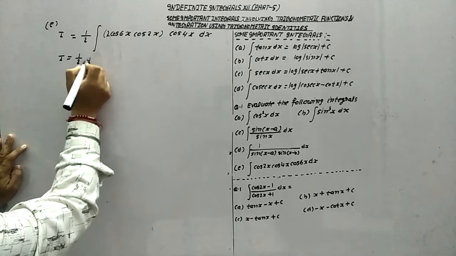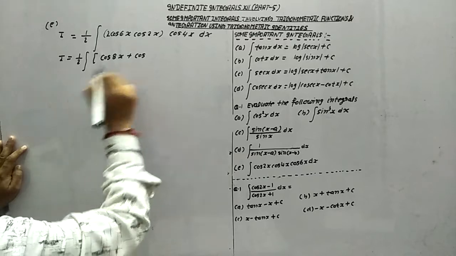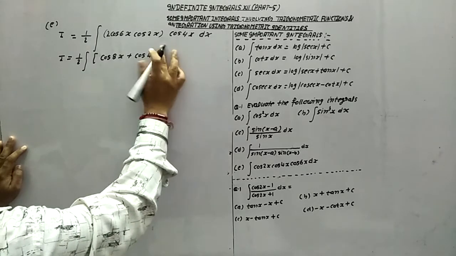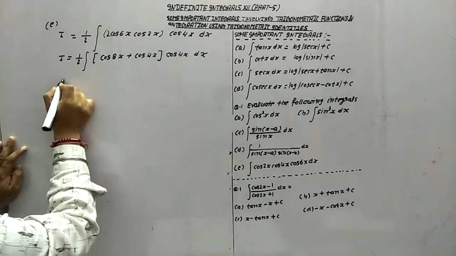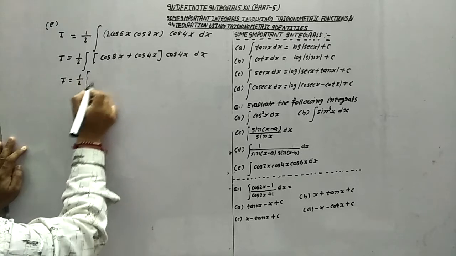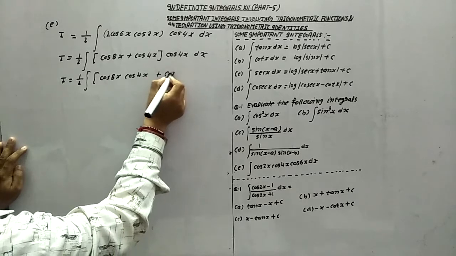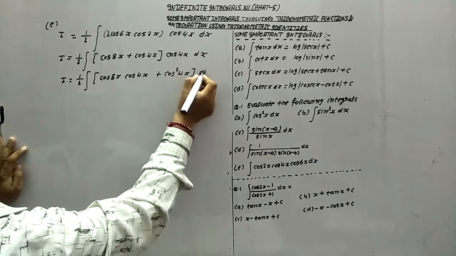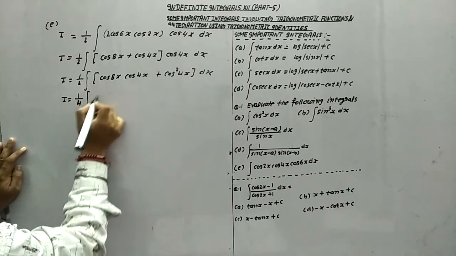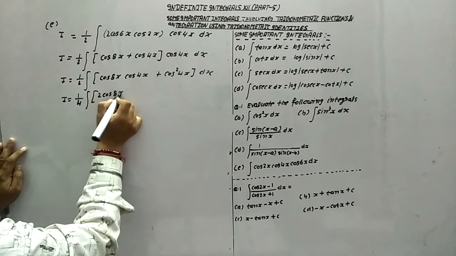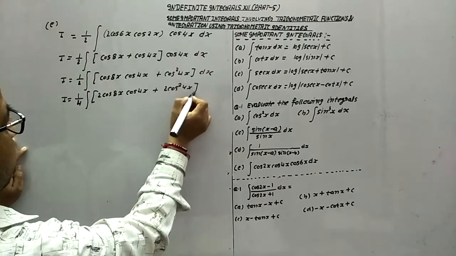What is the identity of 2 cos a cos b? The identity is cos(a plus b) plus cos(a minus b). It means cos 8x plus, what does this become? Cos 4x, and this is cos 4x dx. Now I is equal to 1 upon 2 integration of cos 8x cos 4x plus cos 4x squared, cos square 4x, and this is dx. Now again look at this. Multiply by 2 and divide by 2, this becomes 1 upon 4 integration of 2 cos 8x cos 4x plus 2 cos square 4x dx.